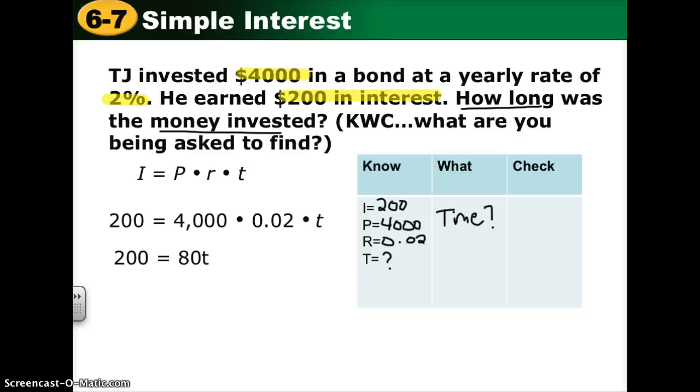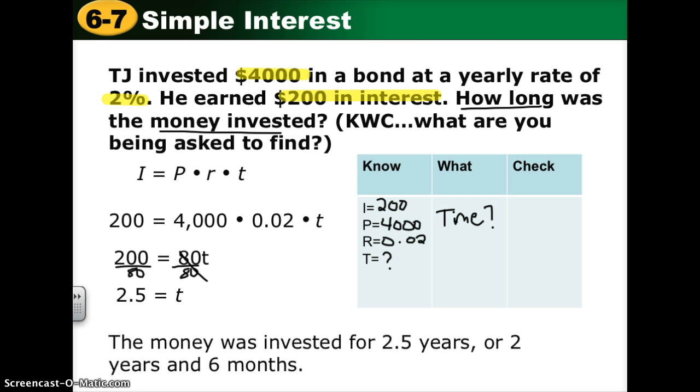Remember your algebra steps. To get T by itself, we need to divide by 80. Just to show where that came from, we divided by 80 to cancel it out. Divided by 80 and we get 2.5, and because we're talking about time, we know that that's 2.5 years. We could also say that's 2 years and 6 months.